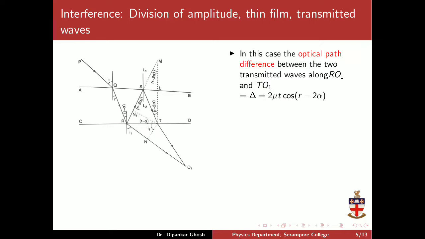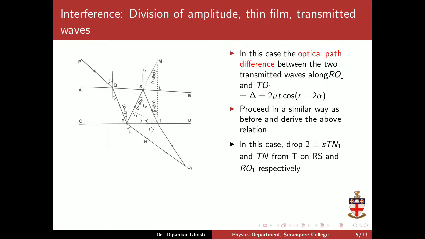But before that, remember the path difference between two consecutive transmitted waves from a thin film is 2 mu t cos r minus 2 alpha. Previously, for the reflected rays, we saw the path difference was 2 mu t into cos r minus alpha. Here it is cos r minus 2 alpha. So we have to proceed in a similar way, just the constructions will be different.